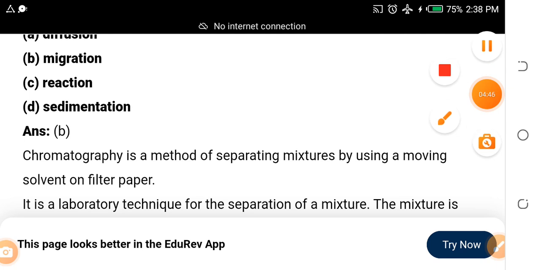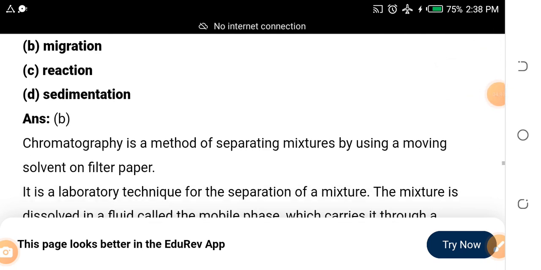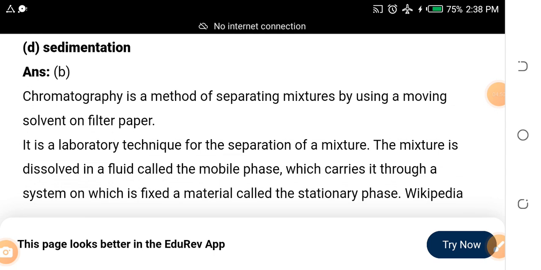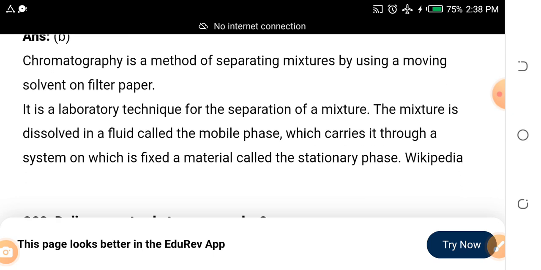Let me explain. Chromatography is a method of separating mixtures by using a moving solvent on filter paper. It is a laboratory technique for the separation of mixtures. The mixture is dissolved in a liquid called the mobile phase which carries it through a system on which is fixed a material called the stationary phase.